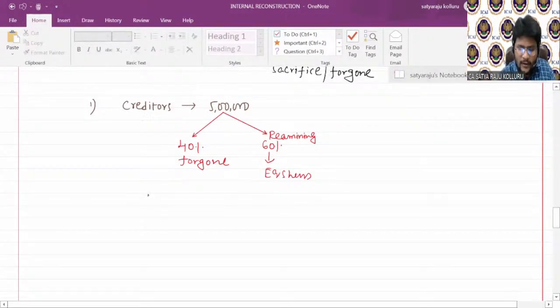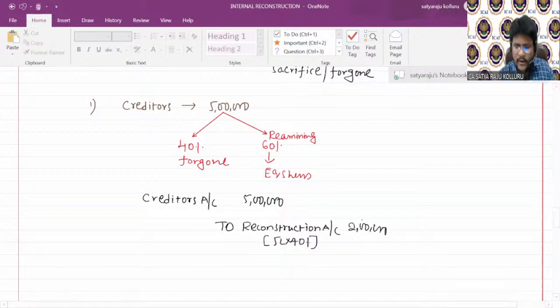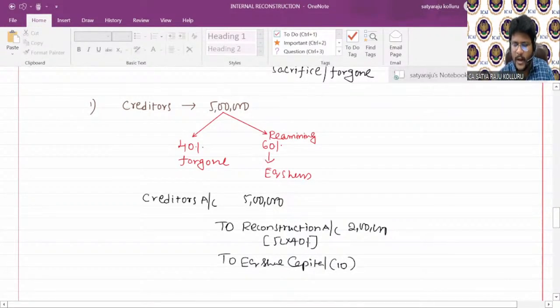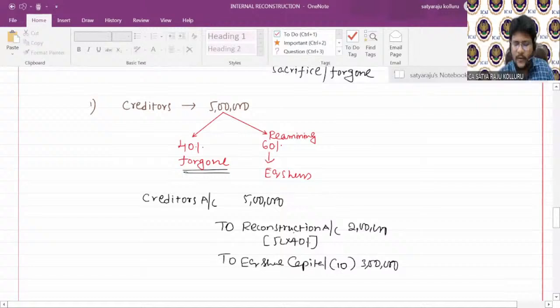No doubt about it, the entire creditors are gone, right? So creditors account debit. All of you please participate. Entire creditors you need to knock off, out of which 40% is forgone, which means 5 lakhs into 40%, which is nothing but 2 lakhs, should be transferred to reconstruction account. For the remaining 60%, they are expecting equity shares, to equity share capital account. Depending upon their face value, if you assume face value is 10 rupees, you can put it in brackets, that is 3 lakhs. So the amount forgone, you should transfer to reconstruction account.